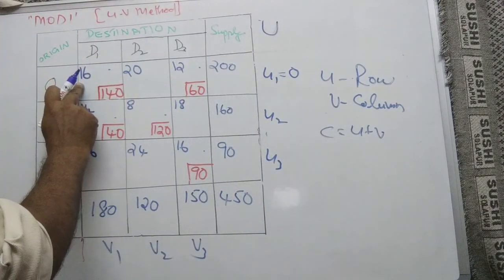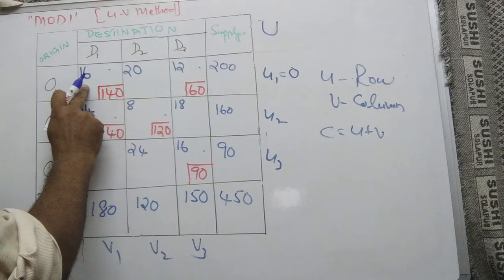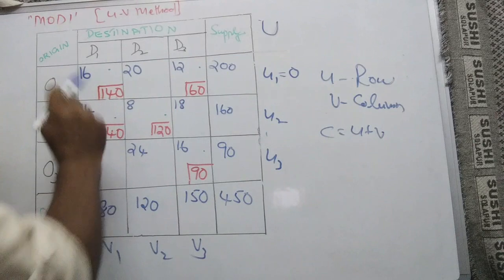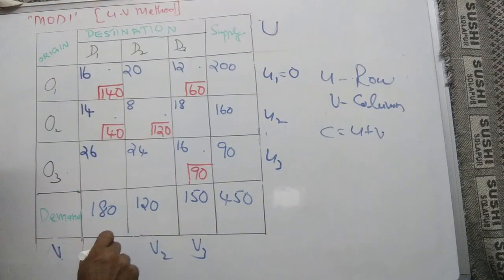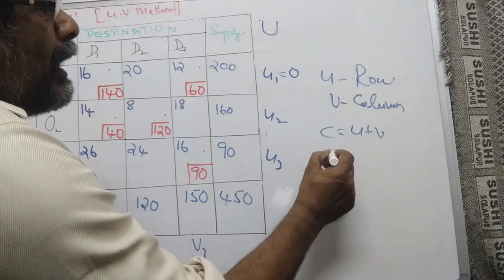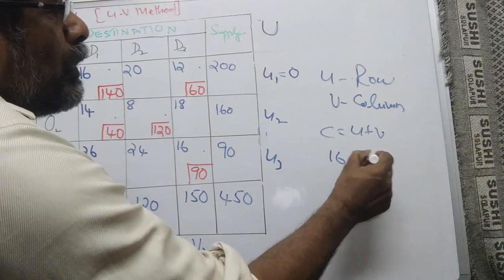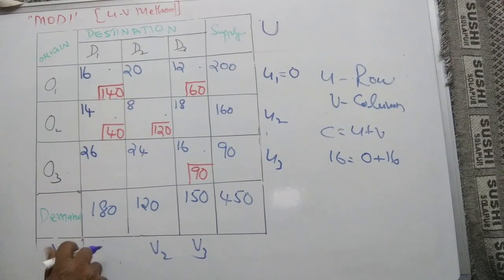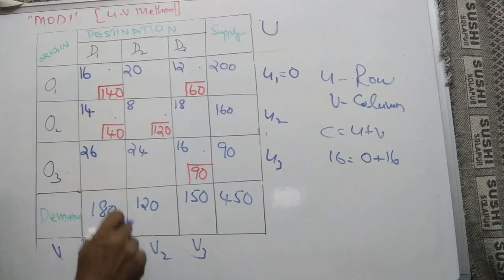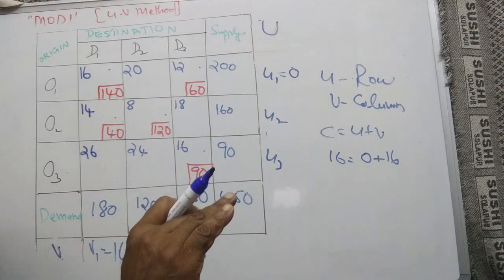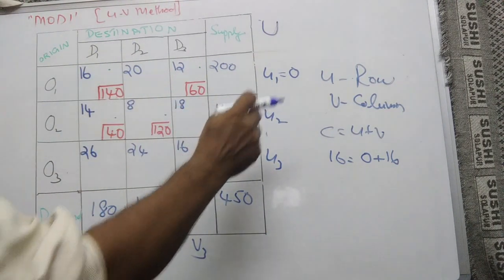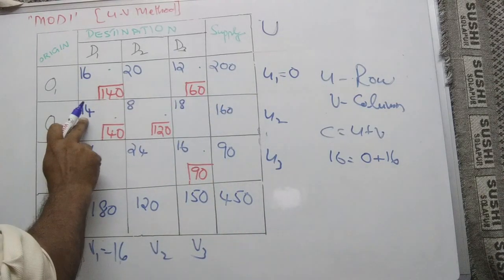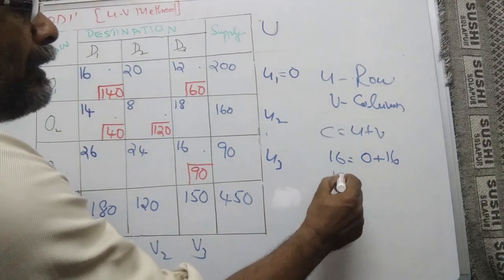Here, for the first cell, C is 16. V1 plus 0 is equal to 16. So what about V1? V1 is equal to 16. 16 is equal to 0 plus 16. So here we get V1 as 16. Very important step. Listen carefully and observe carefully. Then for U2, how will you calculate U2? Here it is 14.